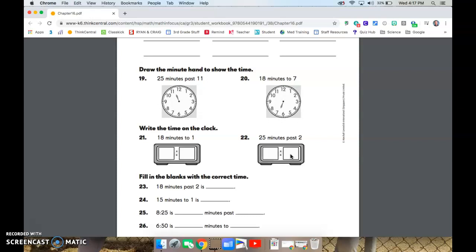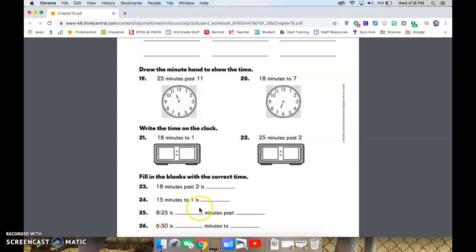Fill in the blanks with the correct time. 18 minutes past 2 is 2:18. Let's see, 15 minutes to 1. So it's not quite 1 yet. Again, 15 minutes until 1 o'clock. So therefore, it still has to be 12 something, kind of like this one, right? Almost the same thing. So this time it's 12:45. A quarter to.